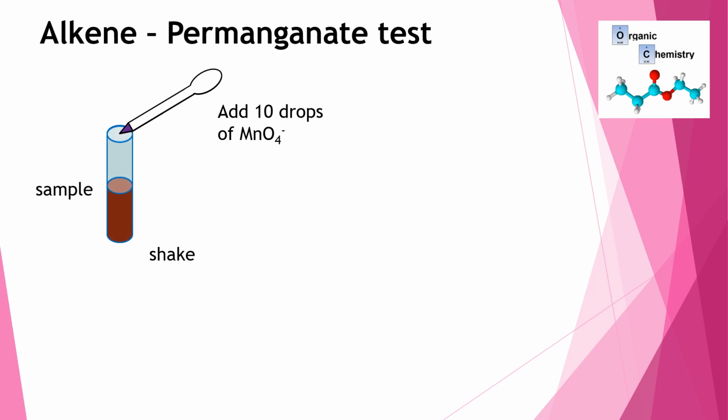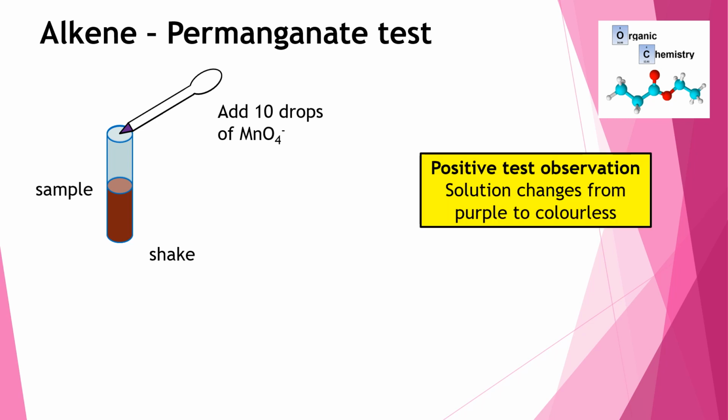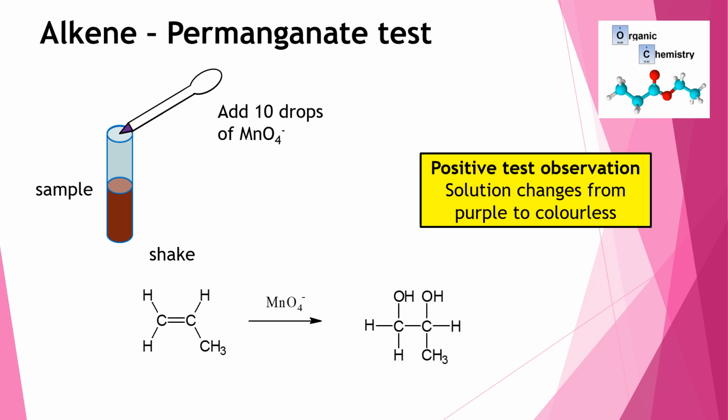Now sometimes in this test you can add acidified permanganate and it goes from purple to colorless. But look, I love just adding permanganate and getting this brown color. This is a positive test for alkenes or for unsaturation. The solution changes from purple to colorless.